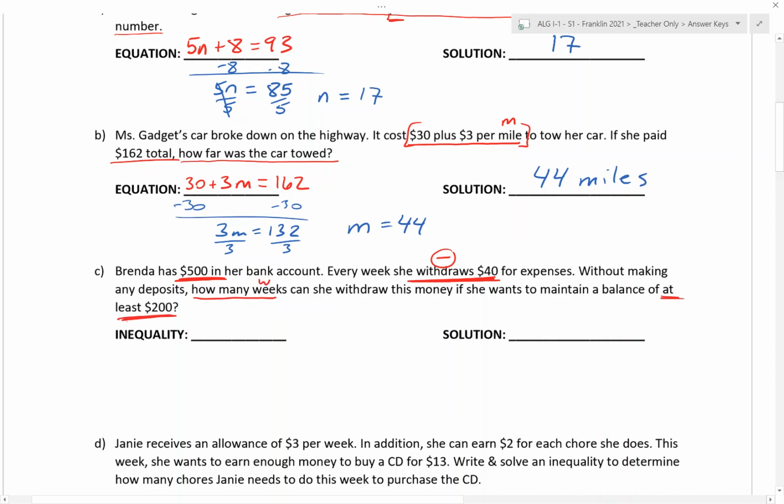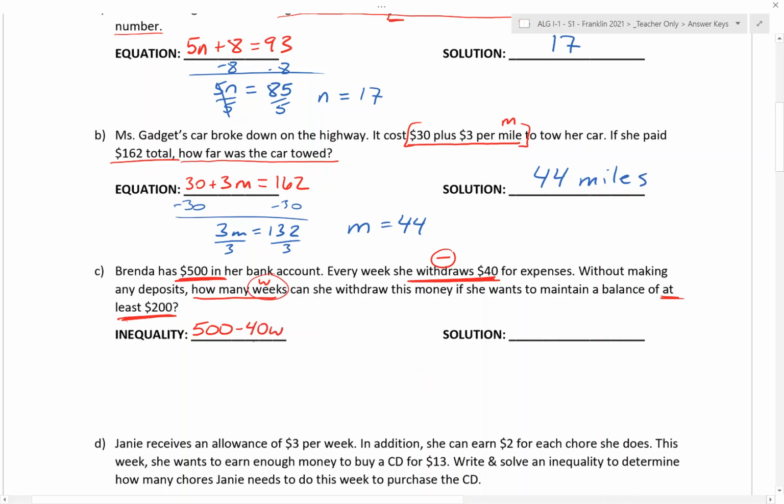Okay, so we know we're going to have an inequality here because it says at least. So let's start with the initial information. She has $500. And every week she's taking out $40. And w, weeks, is our variable. So we're going to subtract 40 per week, so 40w.